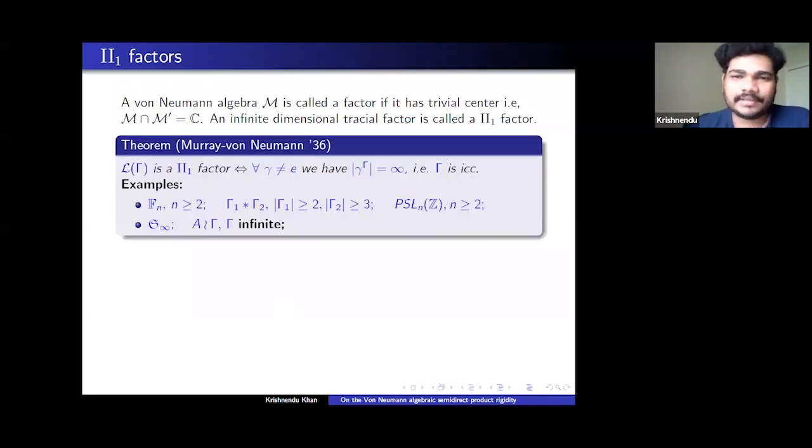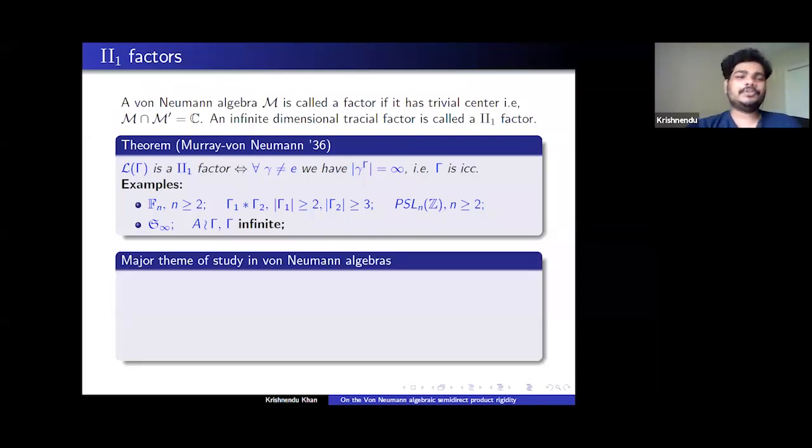Now when it comes to examples, this theorem is due to Murray and von Neumann from 1936. They showed that L(Γ) is a II_1 factor if and only if every non-trivial element has infinite conjugacy class. For example, you have the free group with ten generators, PSL_n(Z), and free products. You can also consider the torsion group, the permutation group with infinite generators, and then you can also take the big product.